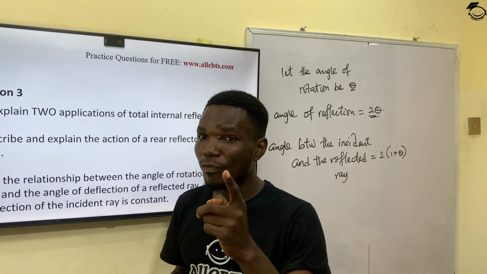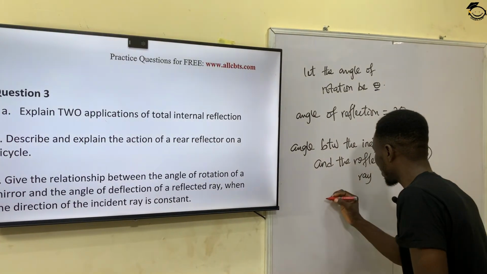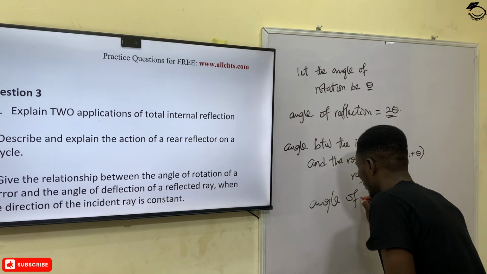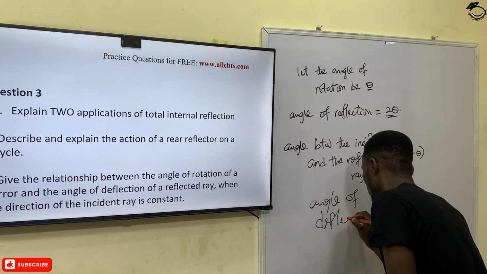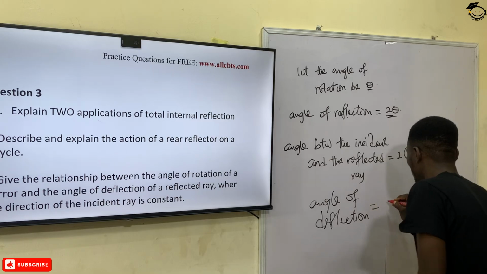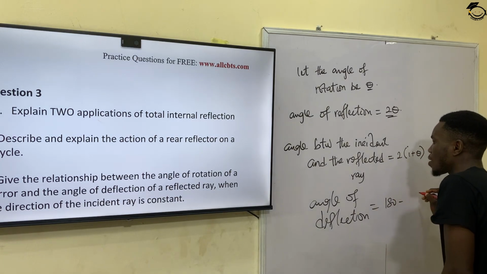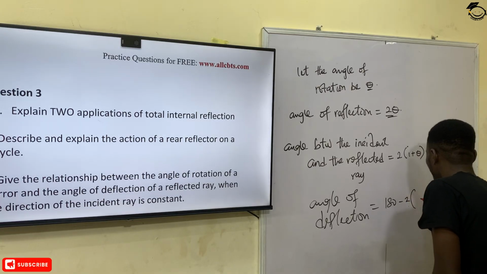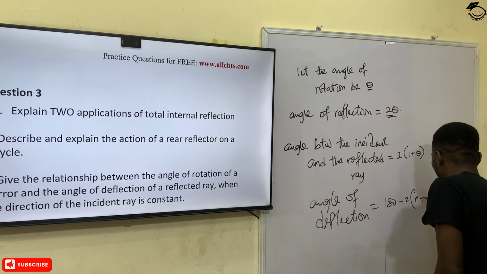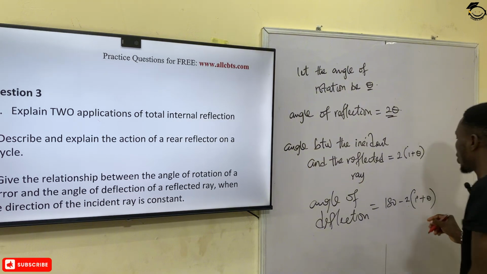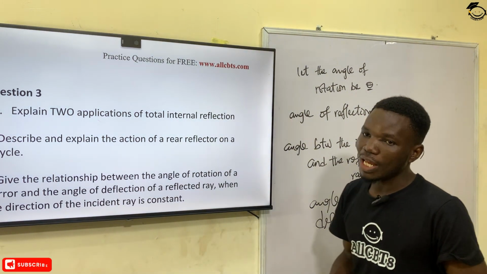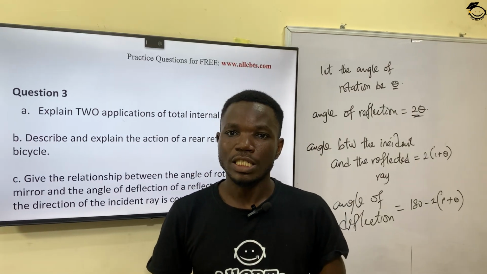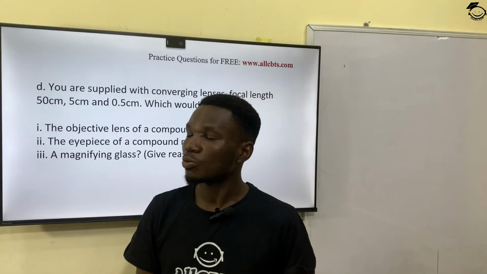But what is the angle of deflection? The angle of deflection is equal to 180 minus the difference between your angle of reflection and your angle of incidence, plus your theta. So this is your angle of deflection when your mirror is rotated and light is incident on it. Moving on to the next question.